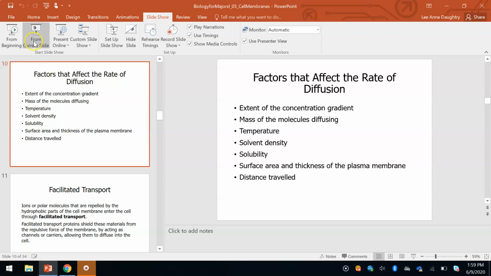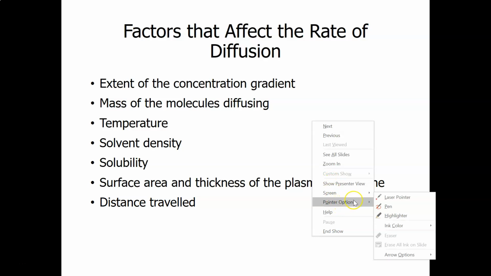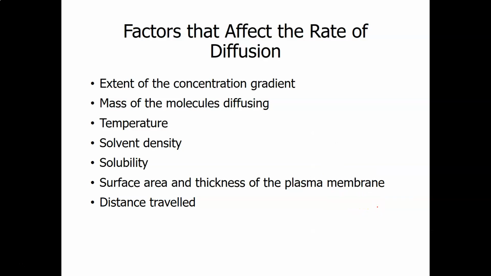This is part two of the lectures on cell membranes, and we had been discussing diffusion. That's where we left off. Diffusion is a type of passive transport where molecules move from their high concentration to their low concentration, with no energy required. So, what are the factors that affect the rate of diffusion, or how fast diffusion occurs?